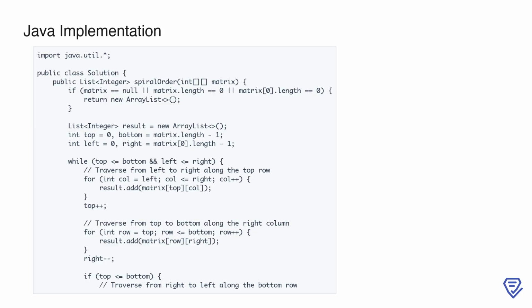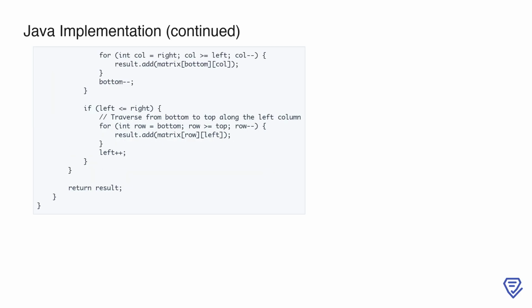Inside the loop, we first traverse from left to right along the top row, adding each element to the result. After that, we increment the top boundary to mark that the top row has been processed. Then, we move down along the right column, adding elements to the result and decrementing the right boundary once the column is complete. When the top boundary is still less than or equal to the bottom, we proceed to traverse from right to left along the bottom row, adding the elements in reverse order and decrementing the bottom boundary.